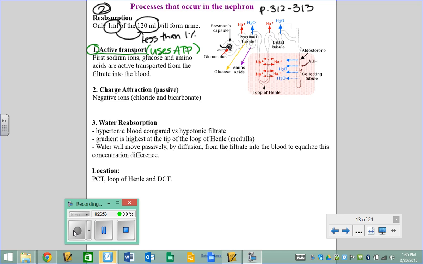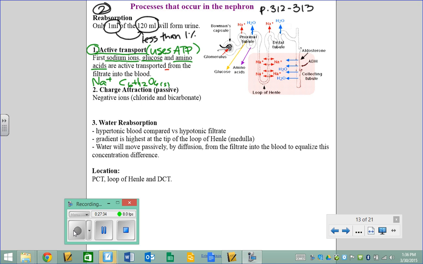The idea with active transport then is that molecules that won't move because of diffusion, they won't move just because of the concentration gradient, are moved purposefully. So sodium ions, which would be abbreviated Na+, glucose, which I could write as C6H12O6, or amino acids, which have a variety of formulas, so I won't write them all down. They all have nitrogen in them. These are actively transported from the filtrate into the blood.